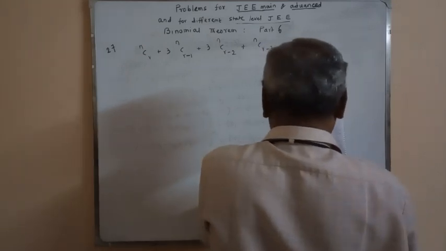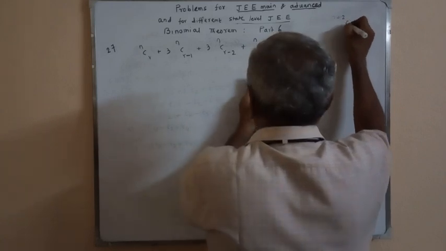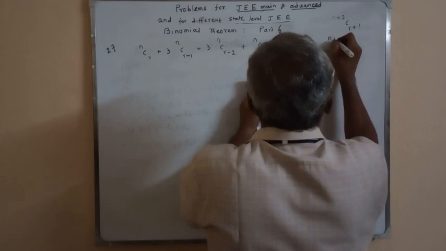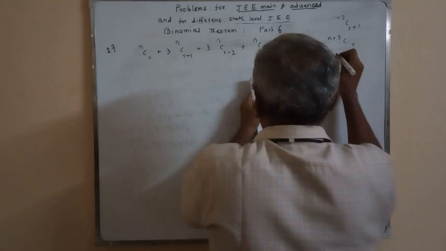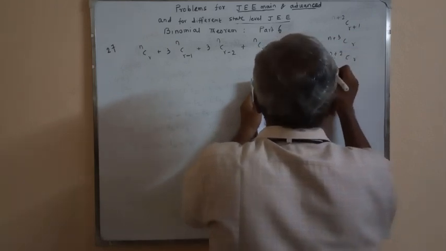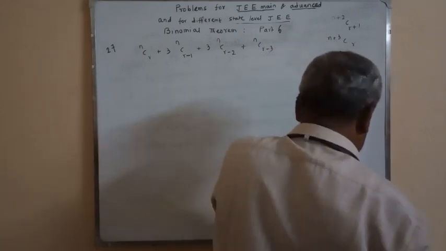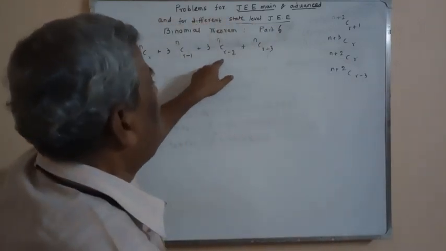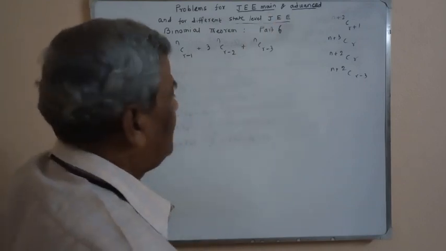Options: n plus 2 C r plus 1, first option. n plus 3 C r. n plus 2 C r. n plus 2 C r minus 3. These 4 terms are there. We have to find their sum.